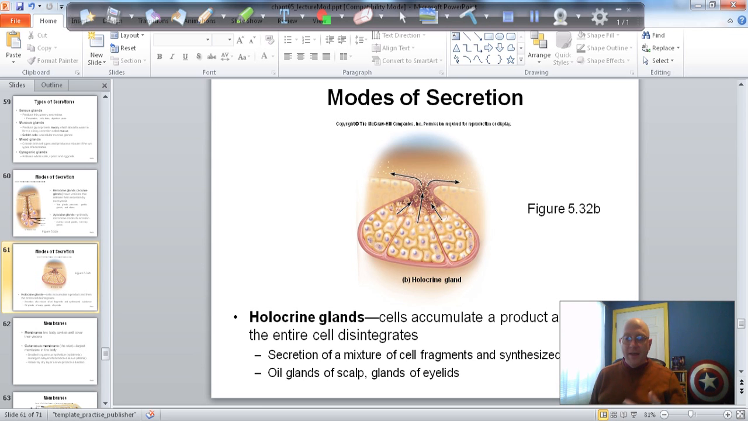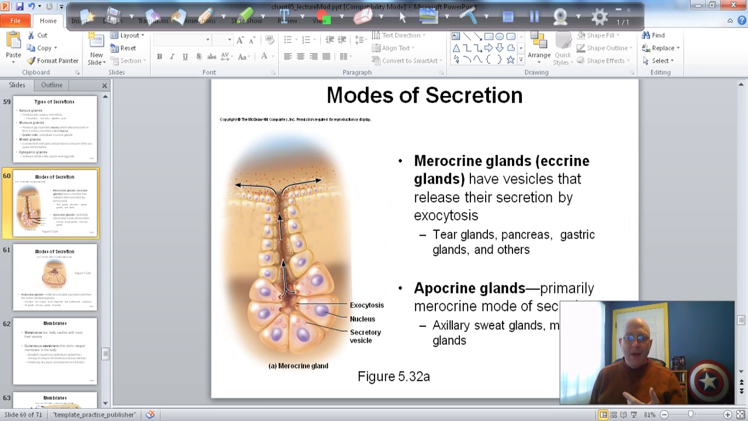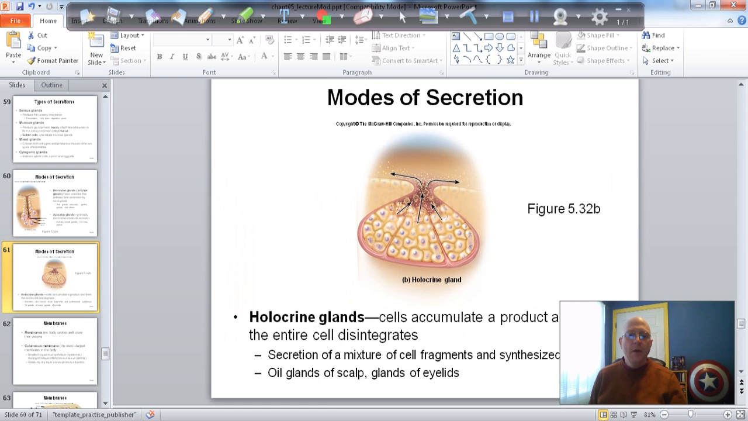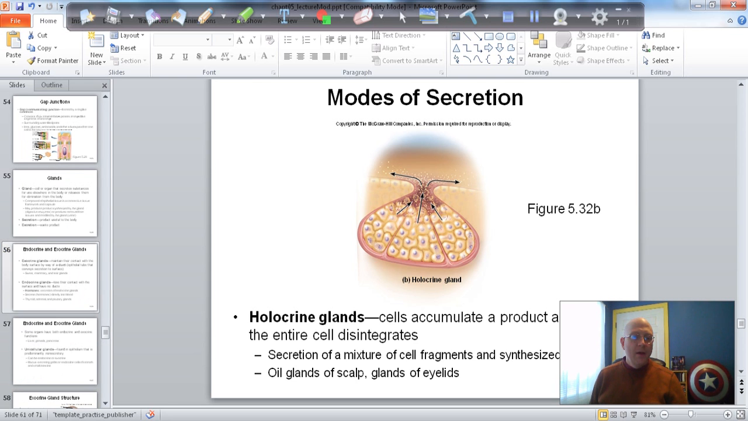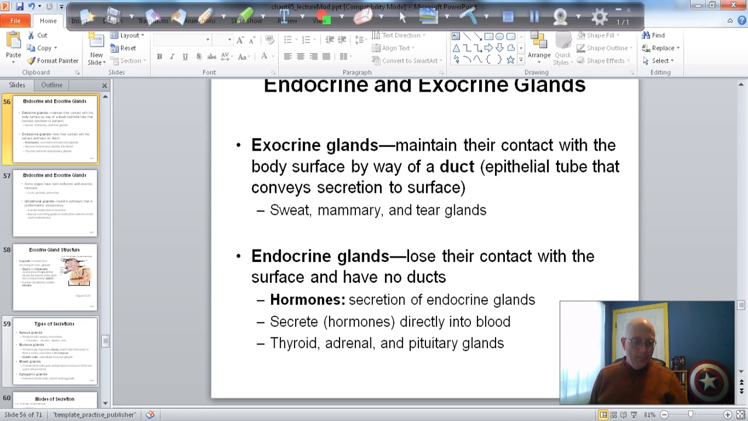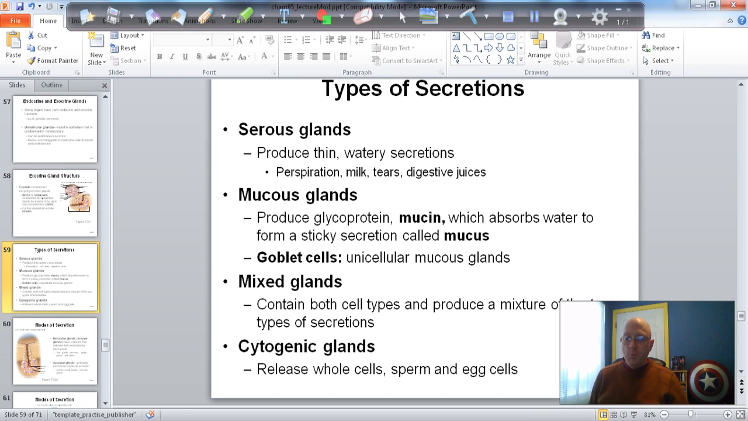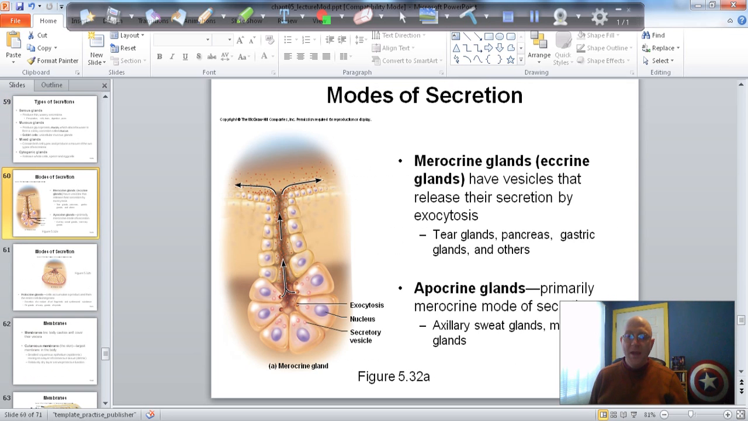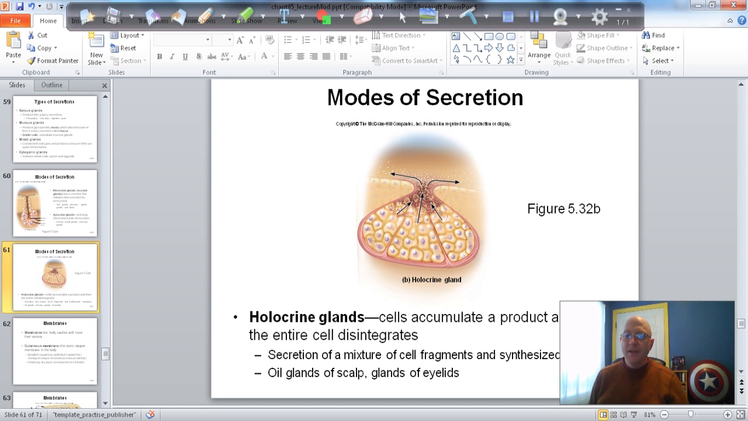Two forms for glands to secrete their products. You have the merocrine method, which is through exocytosis, and the holocrine method, which is through rupturing the cells, cytolysis. Alright, but there you go. That's how we're going to classify all of our various glands. Classified by how they secrete, where they secrete, exocrine, endocrine. Classified by what they secrete: serous, thin, watery secretions, mucus, thick, sticky secretions, or cytogenic, whole cells of secretions. And then we have the two methods of secretion: merocrine by exocytosis and holocrine by cytolysis.